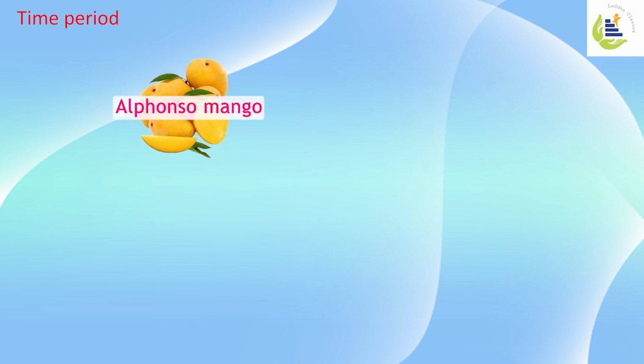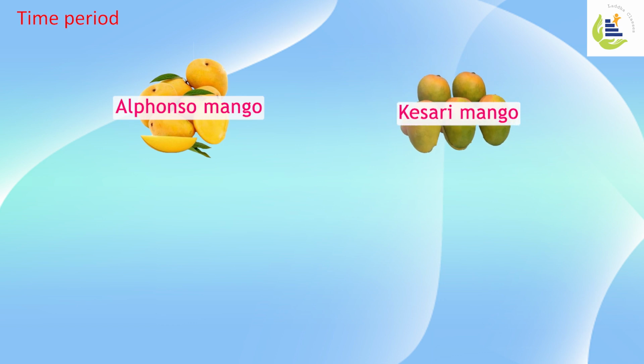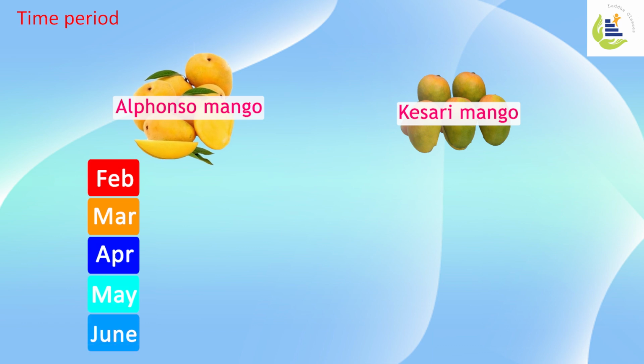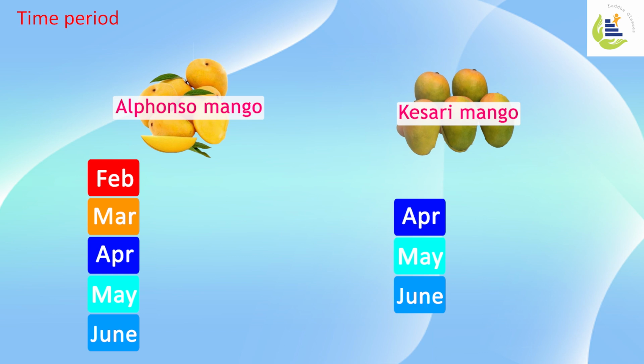One will be the typical Hapus mango, or I would say Alfonso mango, and another will be Kesri mango, another type of mango. So what happens? Alfonso tastes exceedingly well. So from February to June you get Alfonso. After April you start getting those Kesri mangoes.